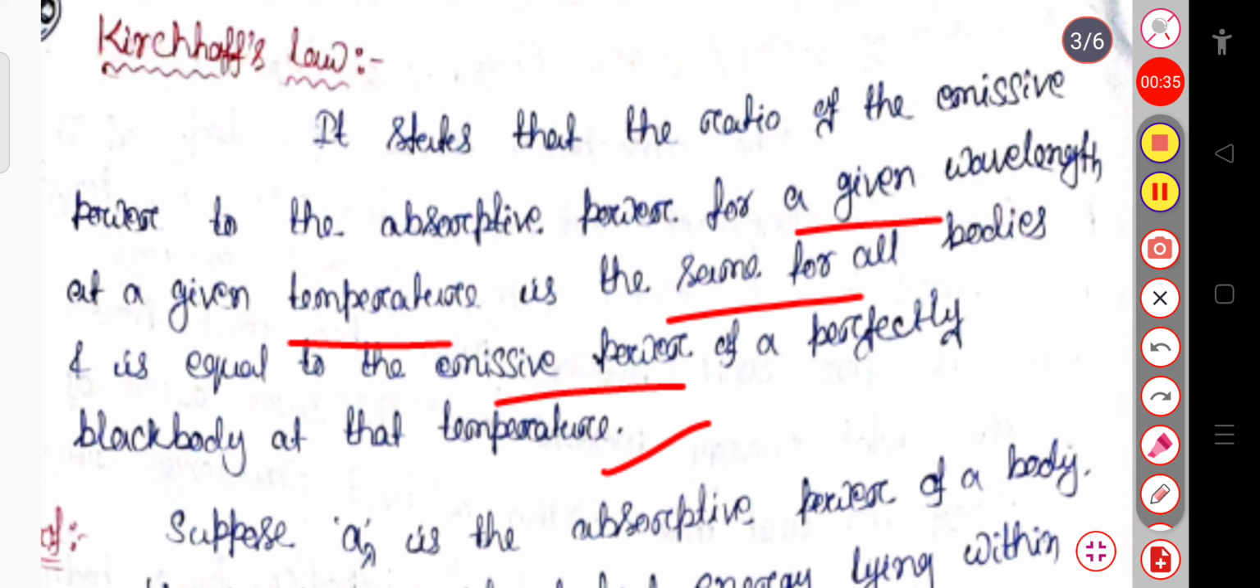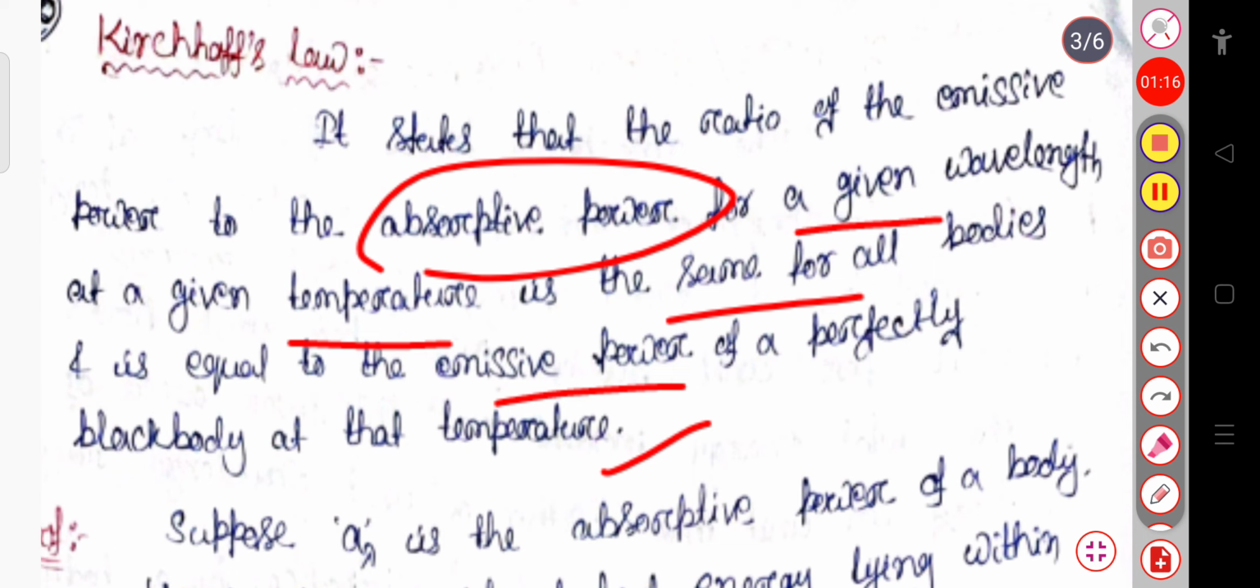We have already discussed what emissive power is. Emissive power means the spectral emissive power of a body at a particular wavelength. It is the radiant energy emitted per unit time per unit surface area of the body within a unit wavelength range. And the absorptive power is the absorptive power of a body at a particular temperature and for a particular wavelength. It is the ratio of the radiant energy absorbed per unit surface area per unit time to the total energy incident on the same area of the body in unit time within a unit wavelength range.